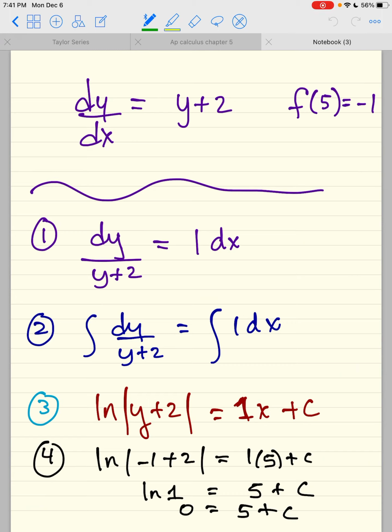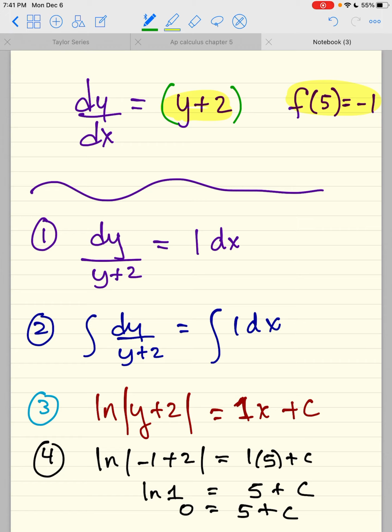I did this one out for you, so this is one of the most important ones. Okay, it has to pass through the 5, -1. It's y plus 2. You are not allowed to subtract 2 on both sides. That's illegal. You are not allowed to subtract y. These are stuck together, okay? You can only divide or multiply. You can't do anything else when you are doing these problems.